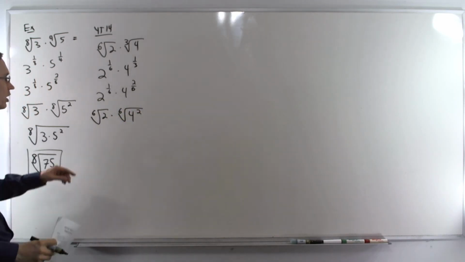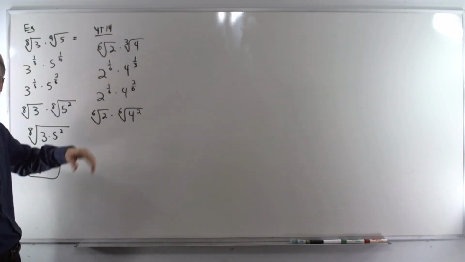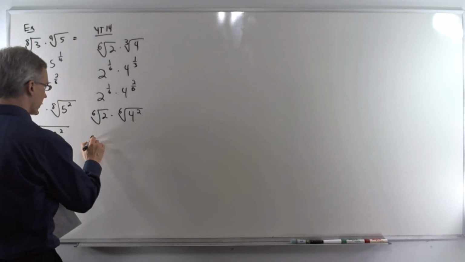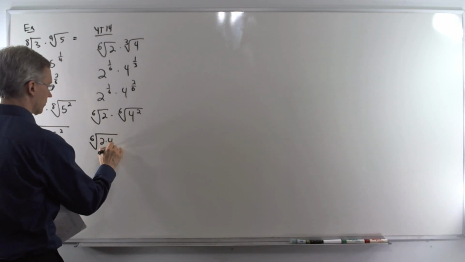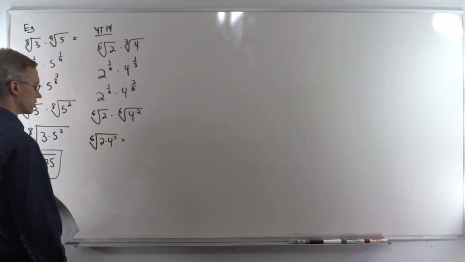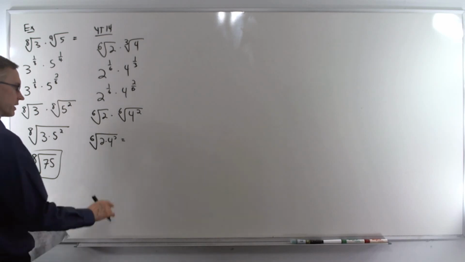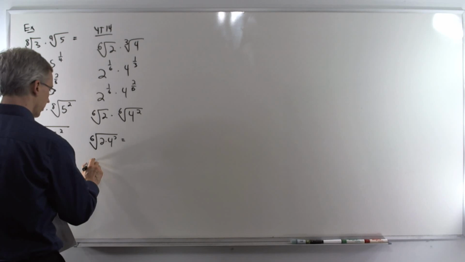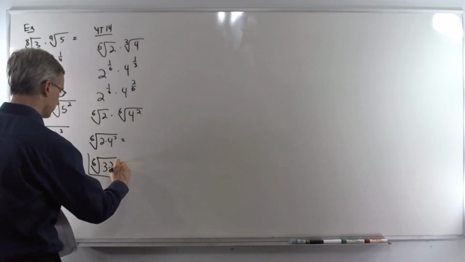So at this point, you should have a common index. If not, go back and check your work. Now we will use the product rule. So 2 times 4 squared underneath the radical. We'll evaluate this. 4 squared is 16 times 2 is 32. So the 6th root of 32.